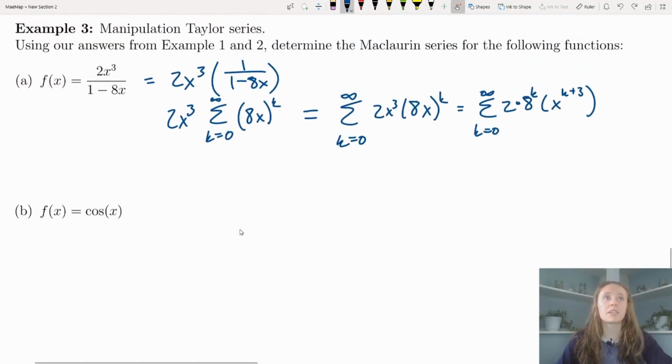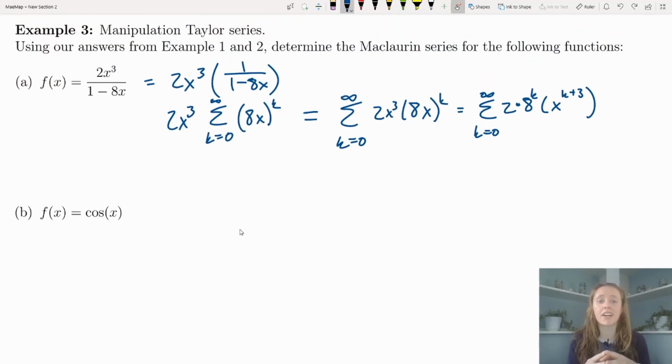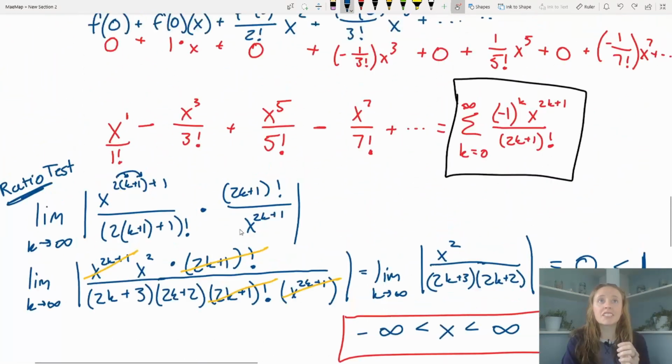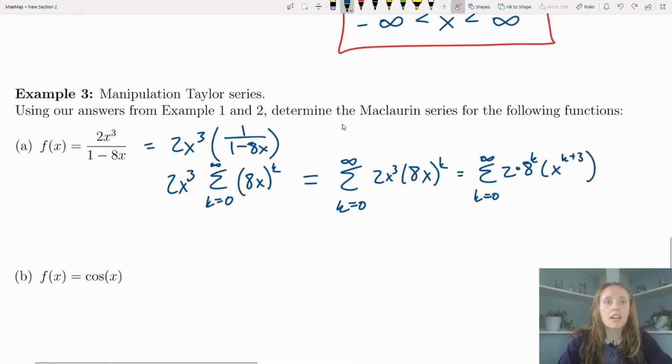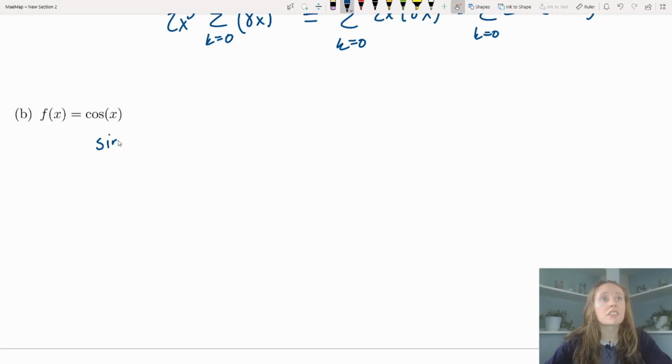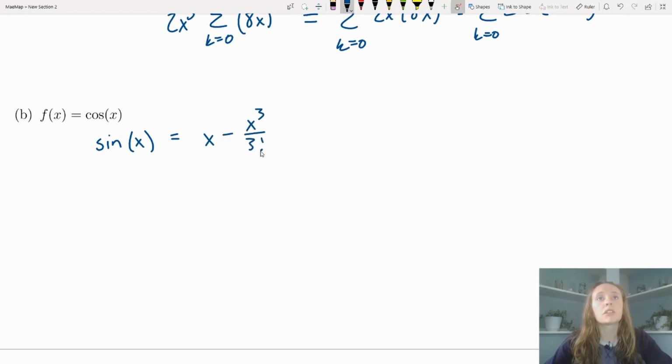Now this one isn't quite as simple as A, where we were able to just quickly rewrite a few things, plugging in a different input and then multiplying through. Cosine of x, if we're relating this to example 2, remember cosine of x is the derivative of sine of x. So if I'm writing this out, if I have the sine of x, what was that equal to? Well, that was x minus x cubed over 3 factorial plus x to the 5th over 5 factorial minus x to the 7th over 7 factorial, and so on.